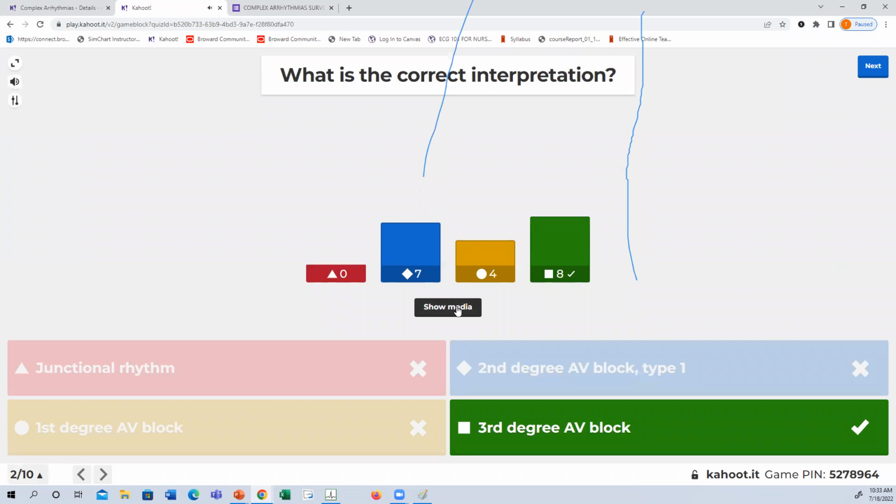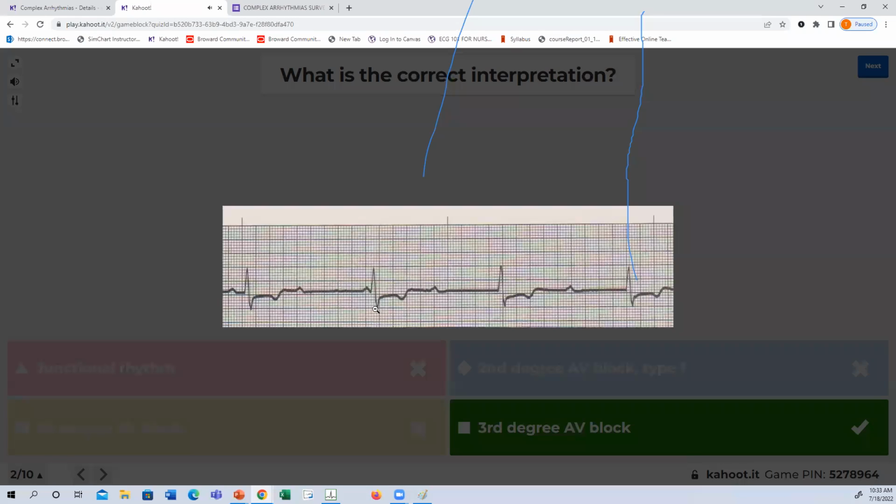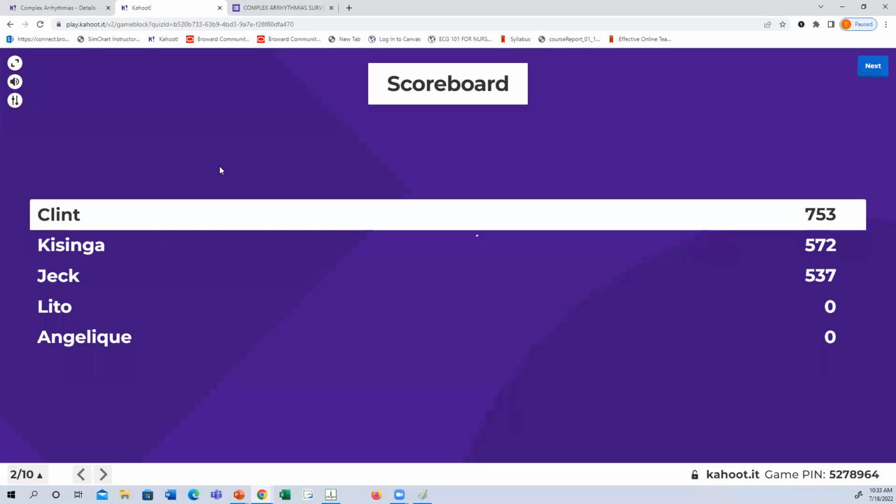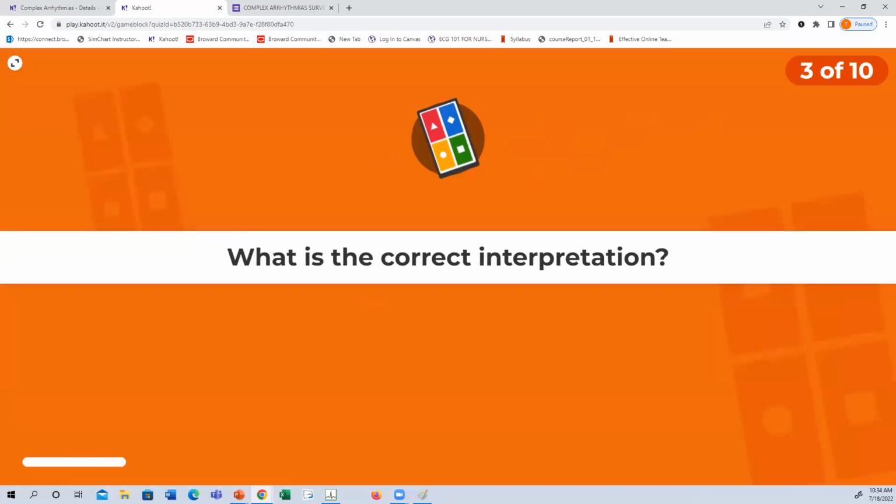All right, and the correct interpretation of this particular strip is that there is a third-degree AV block. As we could see, there are variable PR intervals, which are the manifestation or the characteristic of a third-degree AV block. Okay, so let's see who actually won this particular part of the game. And again, Clint, Kisinga, Lito, Angelique, and Riza. Let's go to the next.